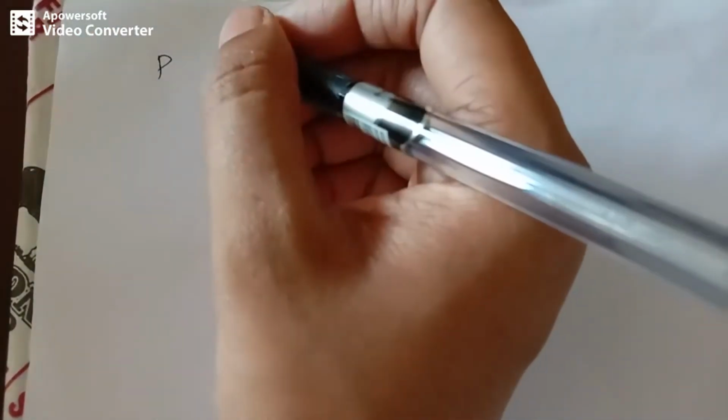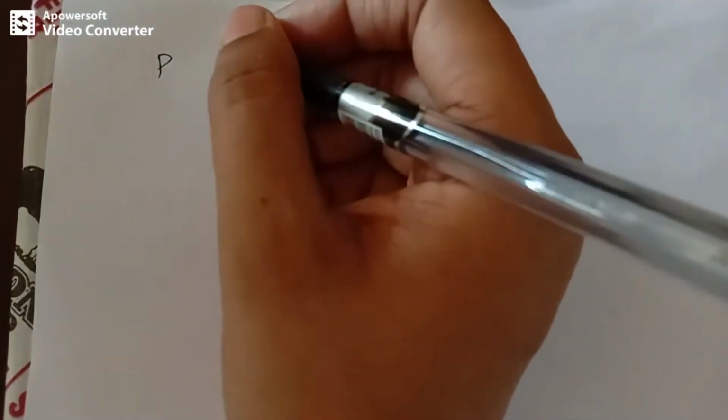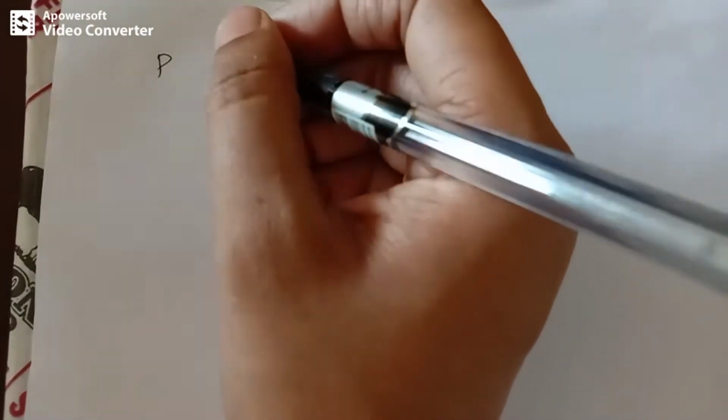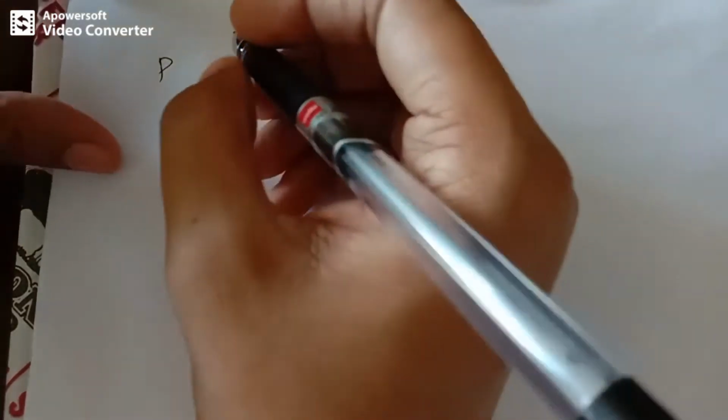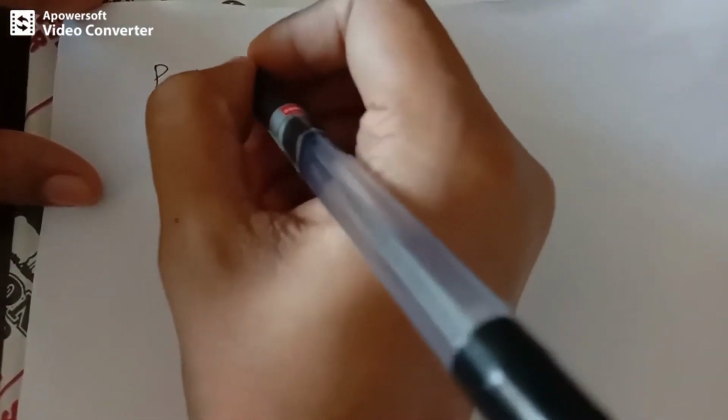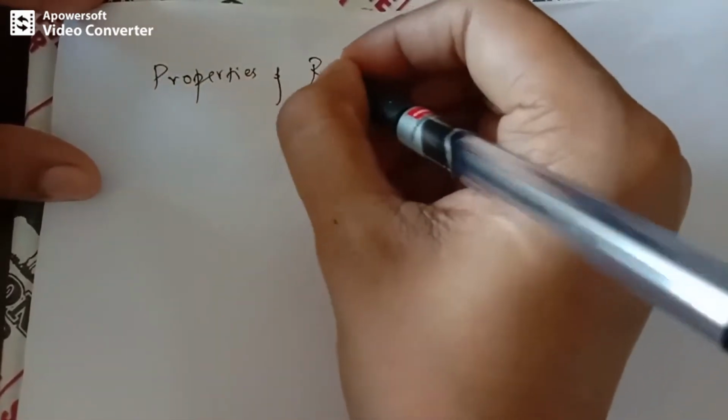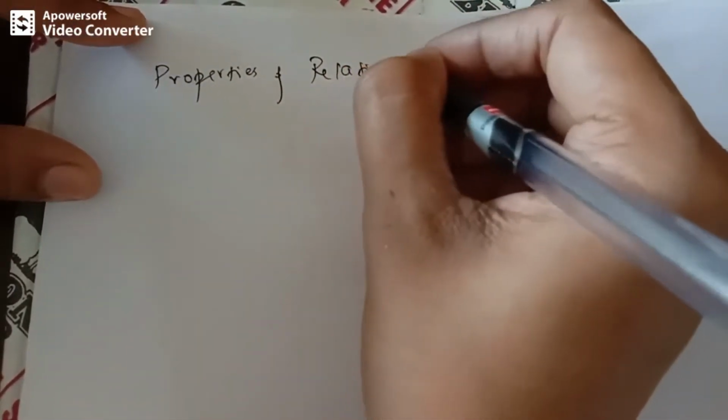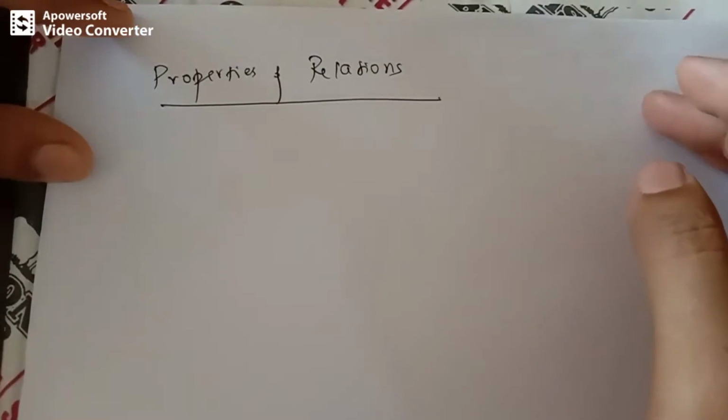In the previous presentation, you must have seen what is meant by 0-1 matrices and directed graphs. So in this particular presentation, you will look into what the different properties of relations are. Okay, so which are the types of relations and what are their properties.